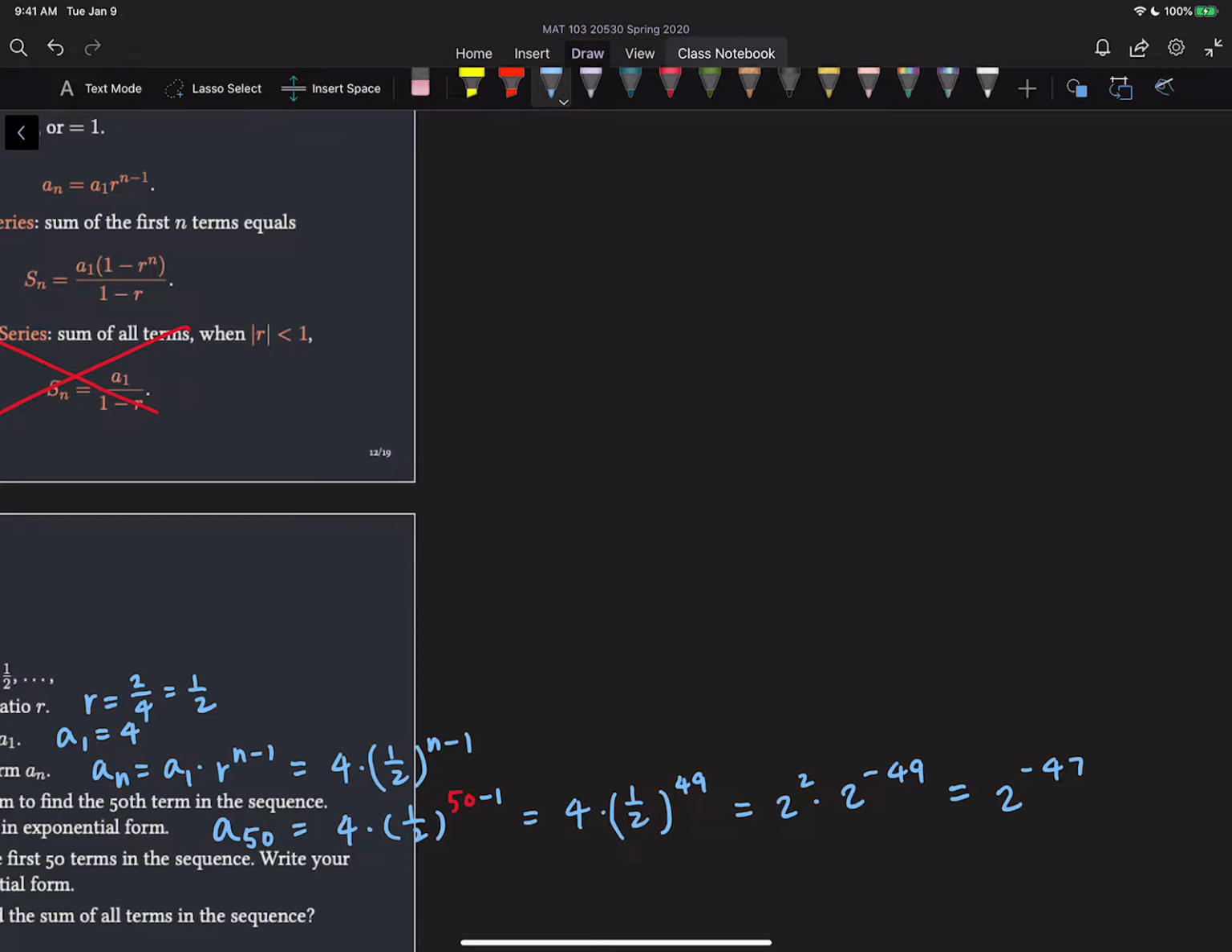As you can see, I wrote my answer in exponential form instead of the actual number, because if you do the actual number, it's going to be a very small number.